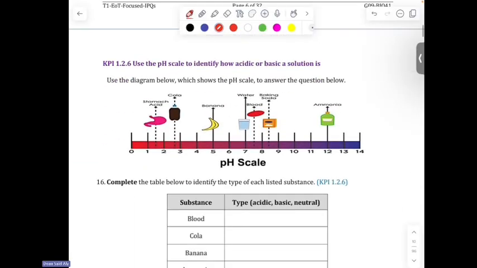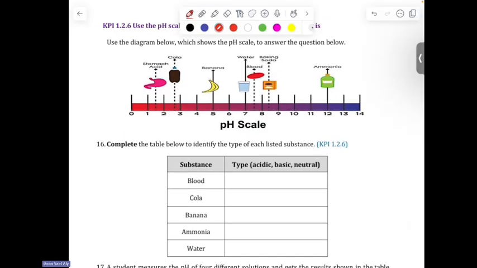Then the pH. This question is very, very simple and a direct question. Here they are asking about the type of the substance. Where is the blood? You have to locate the blood. Here is the blood. What about the pH of the blood? The blood is 7.5, but they are asking acid, base, or neutral, so it's basically more than 7. What about the cola? Cola 2.5, less than 7, so it's acidic.